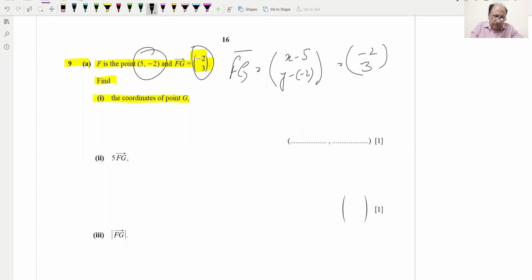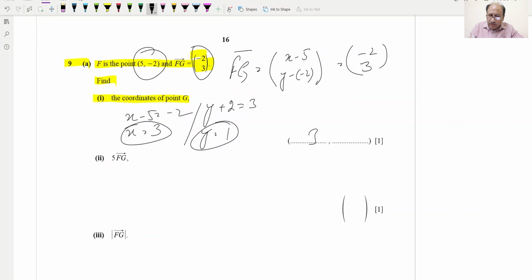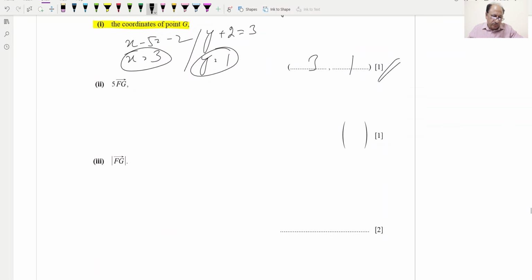We can compare it. x minus 5 is equal to minus 2, so x will be equal to 3, and y plus 2 is equal to 3, so y will be equal to 1. So these will be the values 3 and 1, and this is one mark question which we are done.